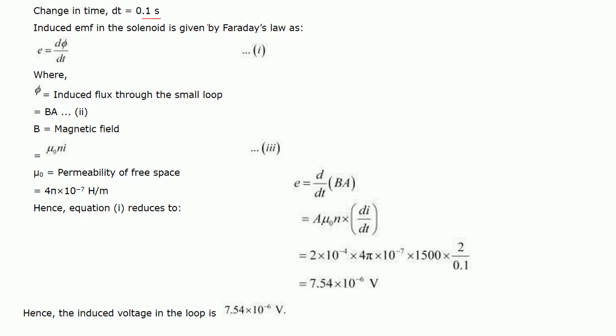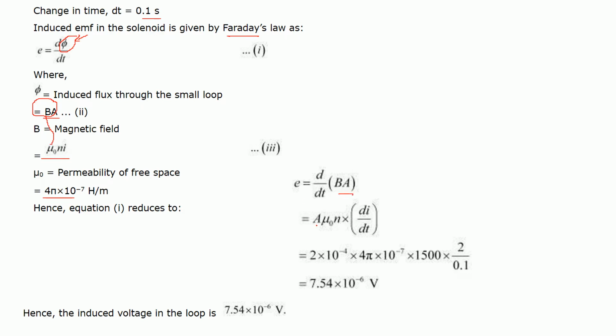Now let us come to Faraday's law. The induced EMF in the solenoid is given by Faraday's law, which is E equal to d phi by dt. What is this phi here? This is the induced flux through the small loop which is mentioned in the question. Phi is actually B into A, and B is the magnetic field, and we know in the context of the question that B for this scenario will be mu 0 N i. Mu 0 is the permeability of free space, which we take as this value. Now what will the equation become? The equation will become E equal to, for phi we write B into A, and for B we write mu 0 N i. So put all these values.